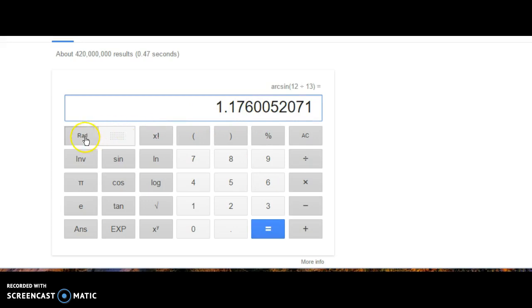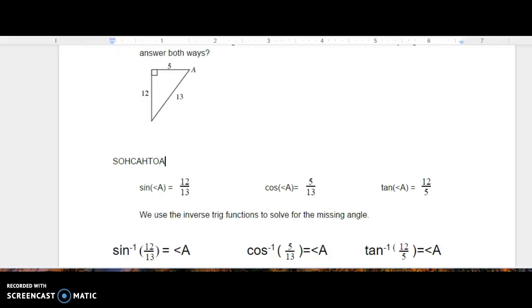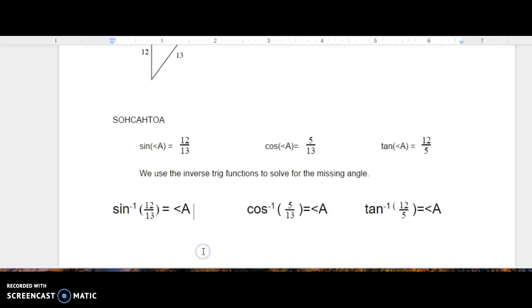1.176. That doesn't make sense. I wonder if that's in radians. Let's try this one now. So the arc sine, inverse sine function of 12 divided by 13 equals, okay, that makes more sense, 67.38, 67 degrees. I'm just going to record that right here. So I remember that angle A should equal 67.38 degrees.